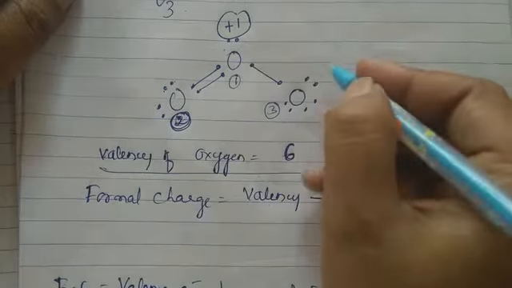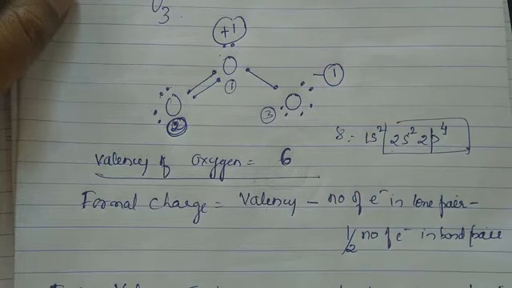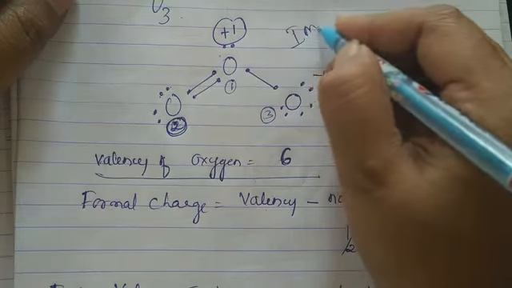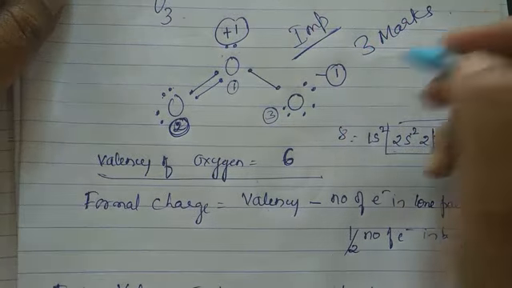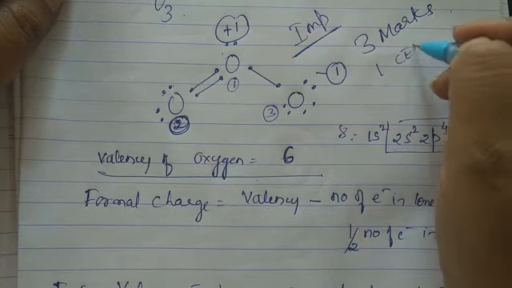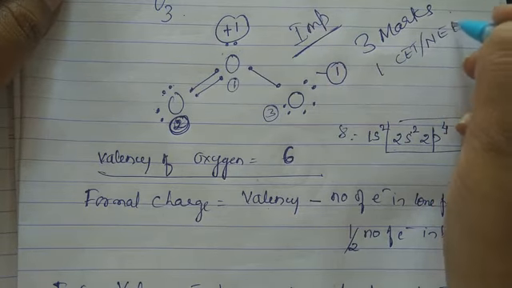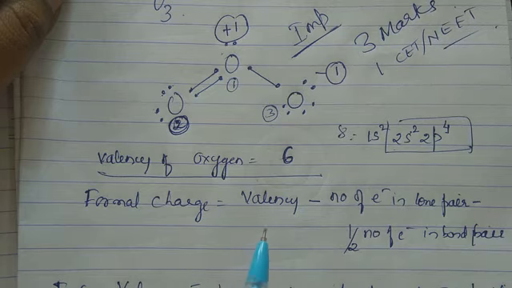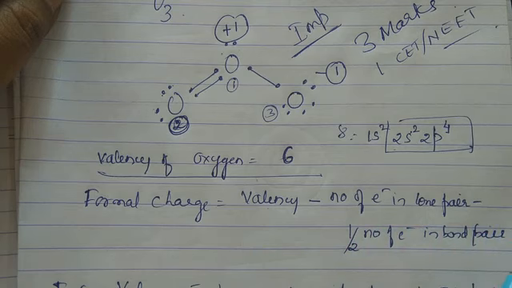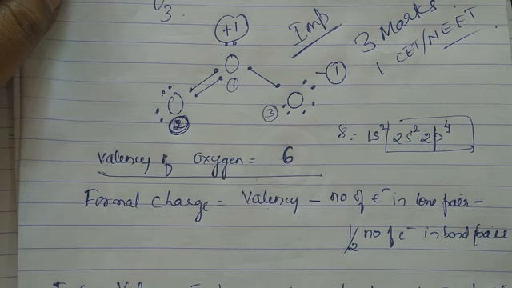It is minus 1. So this part I hope you have understood, and it is very important from the examination point of view. It will be asked for 3 marks, and for 1 mark in the CET and NEET examinations. So you should be perfect with this part. Once again I shall repeat, how do you calculate formal charge? Formal charge is equal to total valency, minus the number of electrons involved in the lone pair, minus half of the electrons involved in the bond pair. Go on substituting the values. Hope you have understood. Thank you.